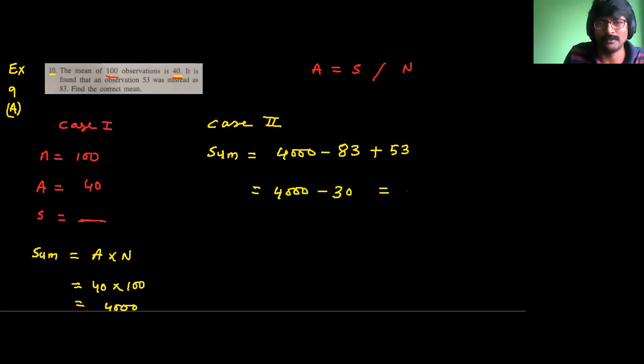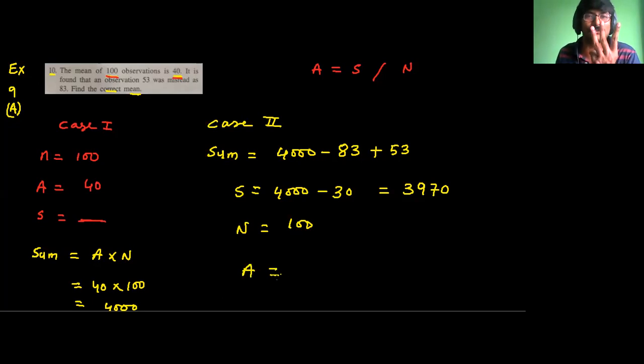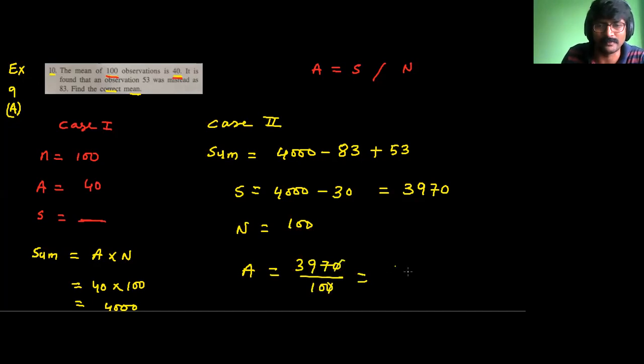4000 minus 83 plus 53 will become minus 30. So this will become 3970, isn't it? Now that is the sum S, and the number of observations will remain the same, that is 100. What do we have to do? Find the correct mean. That means we are supposed to figure out what is A. Out of the three variables, S we know, N we know, and we are supposed to figure out A. So the formula for A is S upon N, that is 3970 divided by 100. So that will become 39.7.